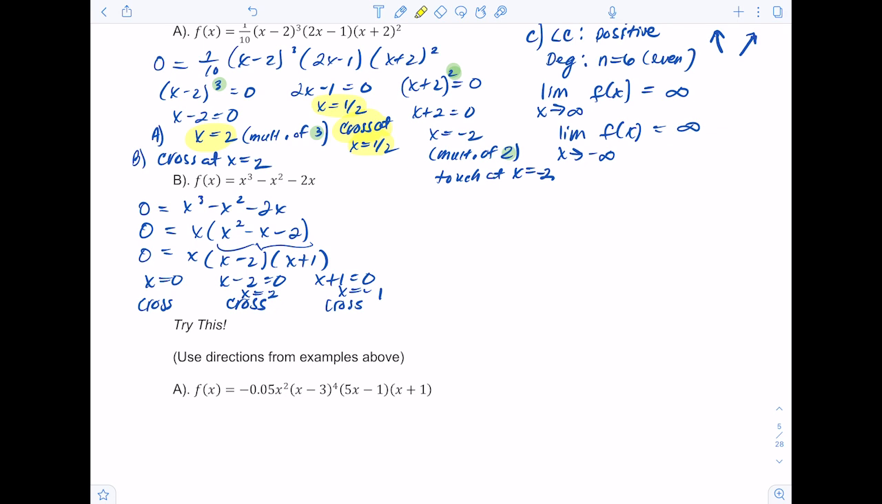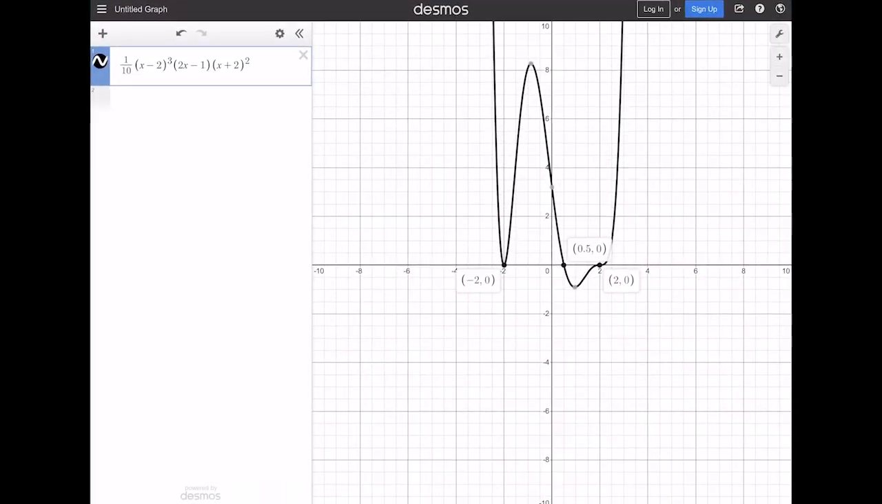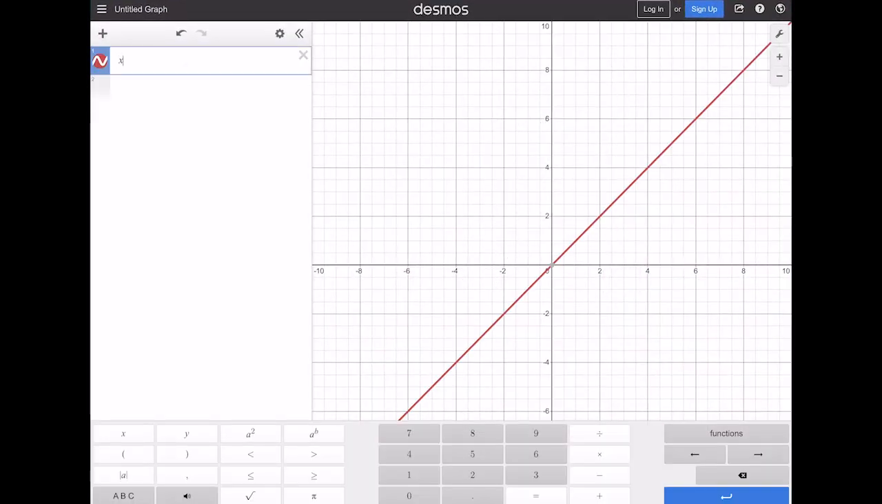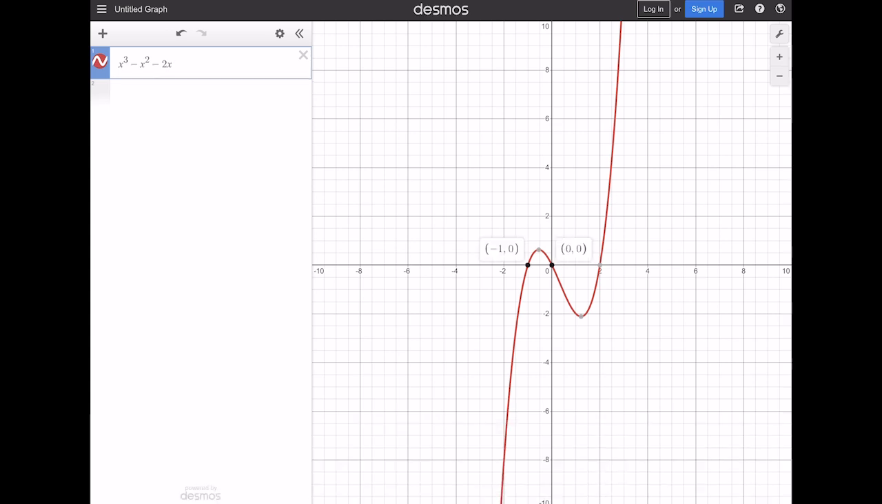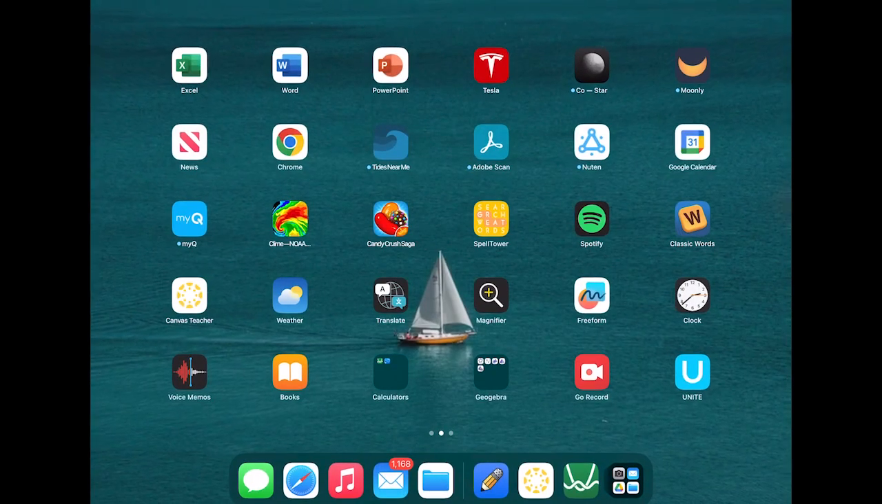So here are your zeros, and it's going to cross in each place. So if we were to actually graph that, if I plug in here, I have my x cubed minus x squared minus 2x. You can see at each of those zeros or x-intercepts, the graph goes right through and crosses. Also take a look at the end behavior. It is going in opposite directions, right? And that makes sense because our degree is a 3, it's odd.